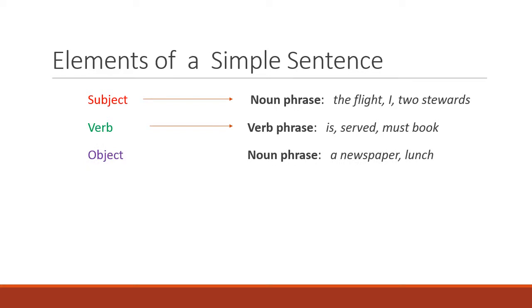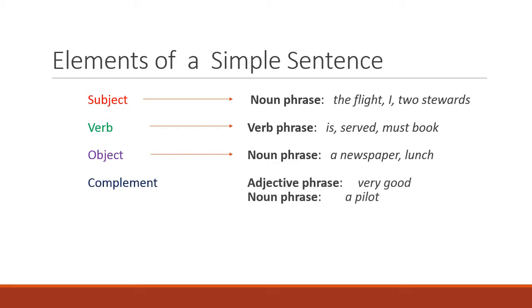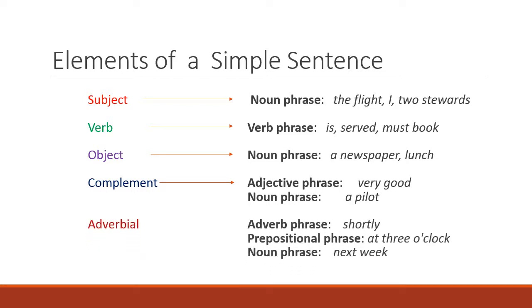And then comes the object. Now the object is always a noun phrase, because we're talking about objects, and objects are always noun phrases, just like the subject. Another element that we observed in the pattern is the complement. A complement can be an adjective phrase like very good, or a noun phrase, like in 'He is a pilot.' And finally, the adverbial. Adverbials could be adverb phrases like shortly, or a prepositional phrase like at 3 o'clock, by the river, etc., or a noun phrase like next week.